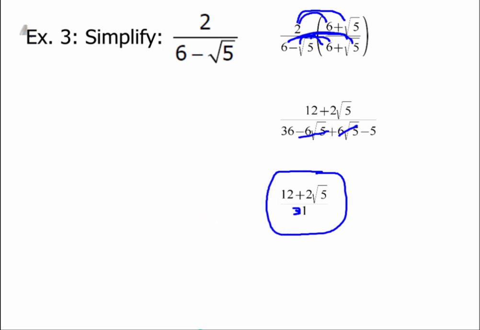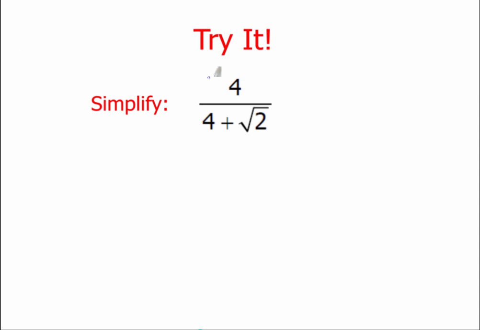All right, so I'm going to leave you with a try it problem. I want you to simplify 4 over 4 plus the square root of 2.